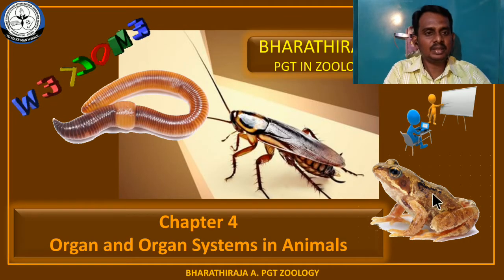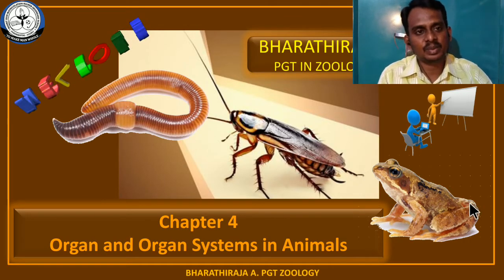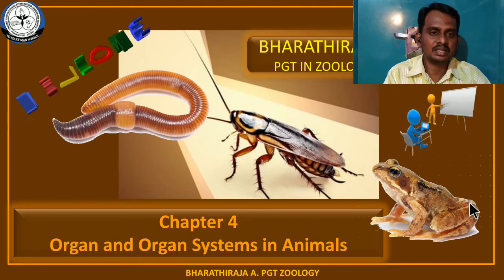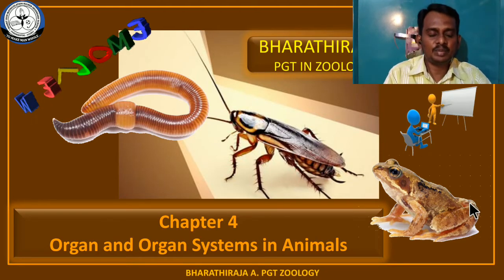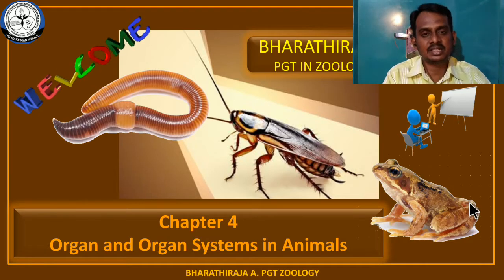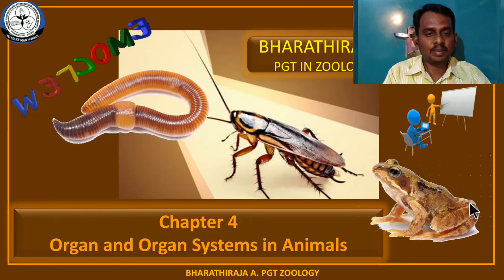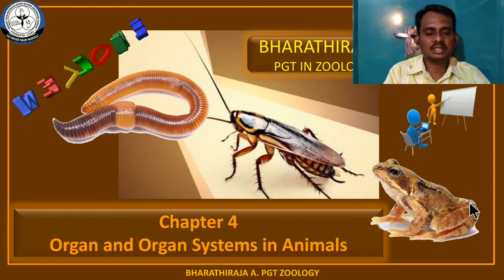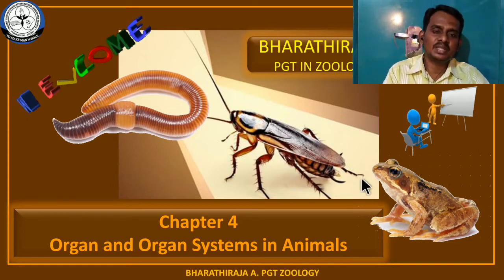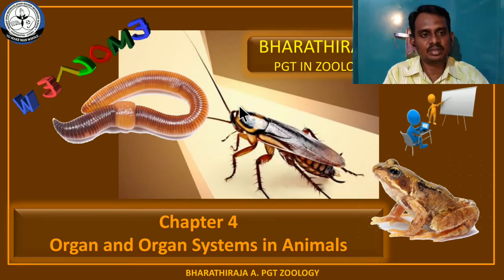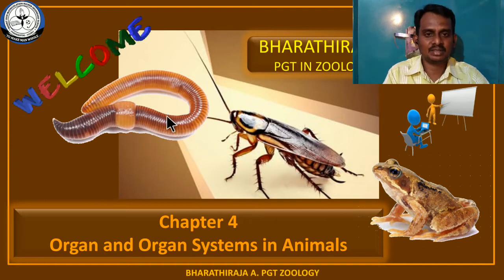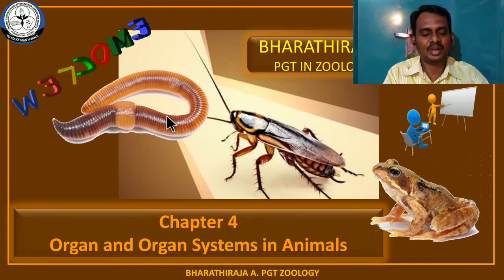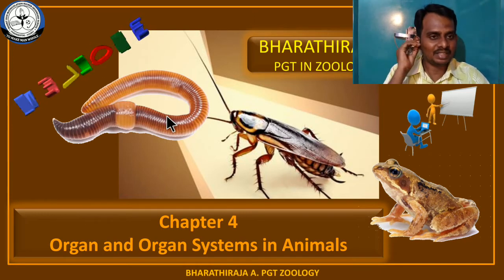What are the characteristic features of these three animals? What type of digestive system occurs in these three animals? What type of excretion takes place in these three animals? And what type of circulation, mode of circulation, occurs in these animals? And what are the morphological characteristic features of these animals? These are the topics we are going to discuss in this chapter. Once again I welcome you all to a new chapter in zoology class. Shall we move on to the concept?